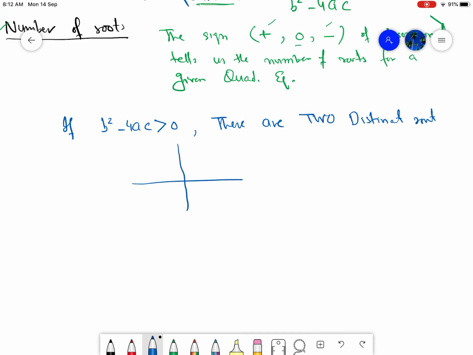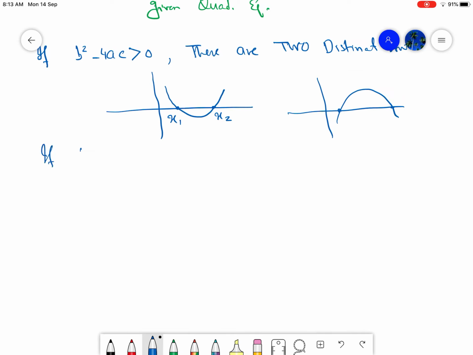If you try to draw the graph of such an equation or function, you may end up with something like that. The graph intersects the x-axis at two different points. So this is x1, say, and this is x2. Or you can have an inverted parabola like that, depending on the sign of the x squared coefficient in your quadratic function. But the graph must intersect the x-axis at two different points. So x will have two values.